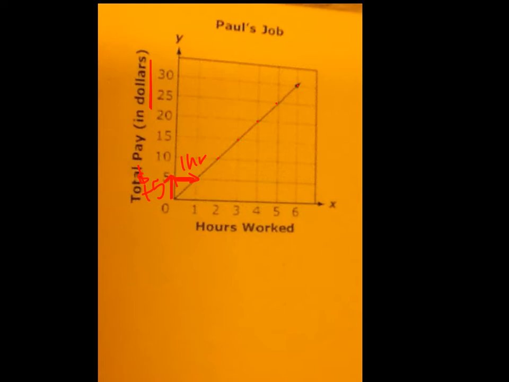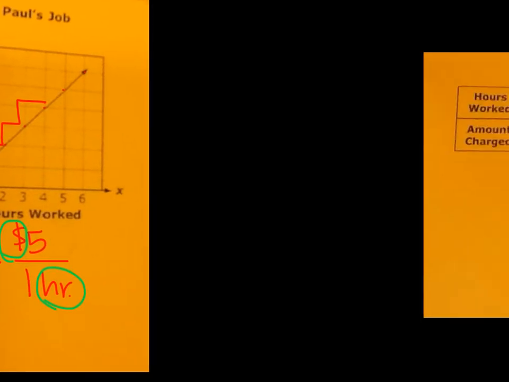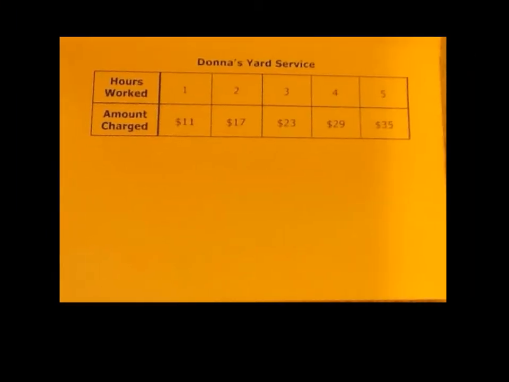Typical kid's job. So we could say that our slope is 5 over 1. So slope is equal to $5 over 1 hour. I do expect you to have labels on your answers. So let's go to the next one. Donna's yard service. Here we go.